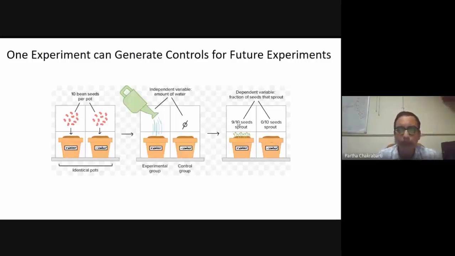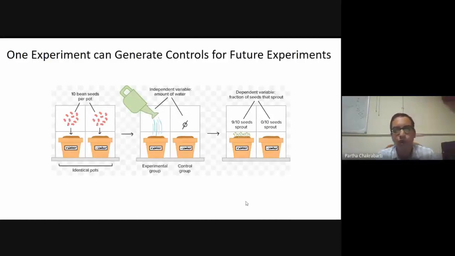Again, you see it's not 100%. Even in this example, you have 9 out of 10. But now this experiment will serve as a positive control for your next experiment. Suppose you want to study the impact of a certain toxin or a certain fertilizer on plant growth, and then you can use this as a control group.